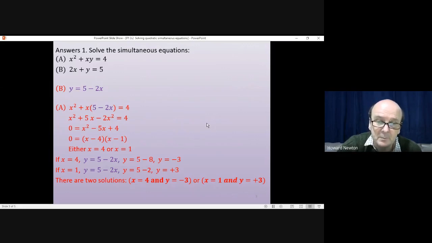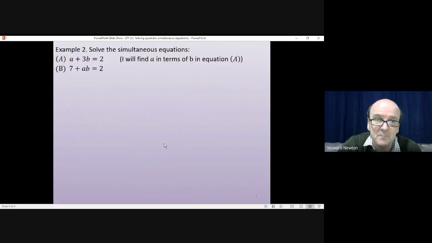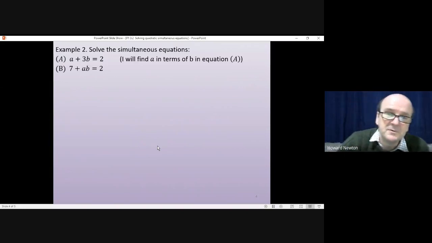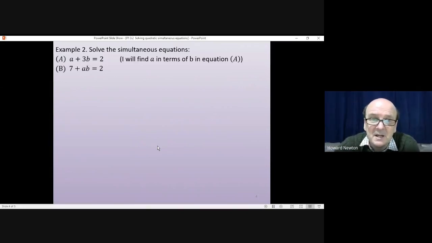Okay, a second example. Two things are slightly different in this one. The first thing is there's a change of letters to a and b. People are often put off by that. A good test of how well you understand something in algebra is whether you're happy to use any letters whatsoever, and it feels just as easy to you. The other thing is there's no a squared, there's no b squared. At first glance, you might think it's not quadratic. But because we've got a and b multiplied together in the second equation, it does become a quadratic.